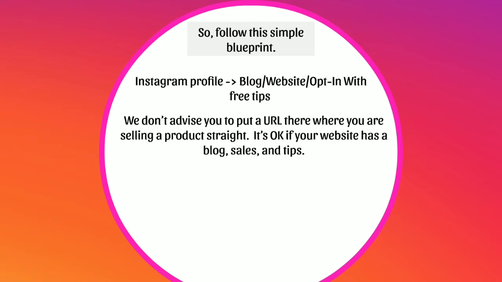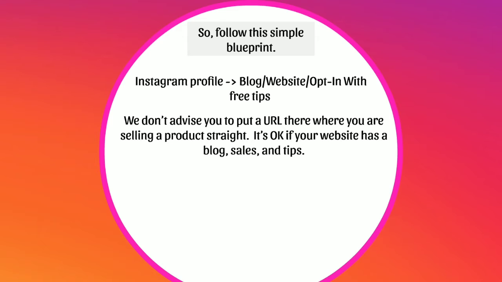So we don't advise you to put a URL there where you're selling a product straight. It's actually better if that link goes to your blog or a content piece with tips, maybe tips on scuba diving, the top 10 things you shouldn't do as a newbie scuba diver, or the top 10 gear that I use. You're telling them the gear that you use, and maybe you link them to affiliate links like Amazon affiliate links. So you're indirectly making money by providing free content. That's another method of indirect selling.